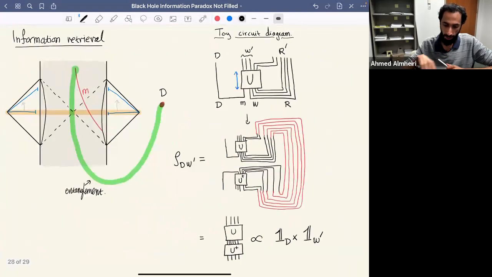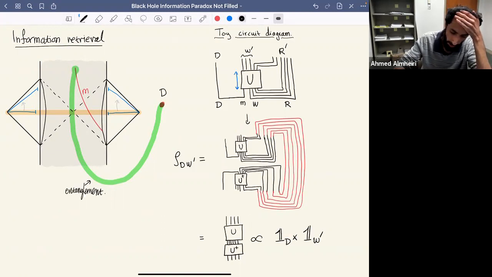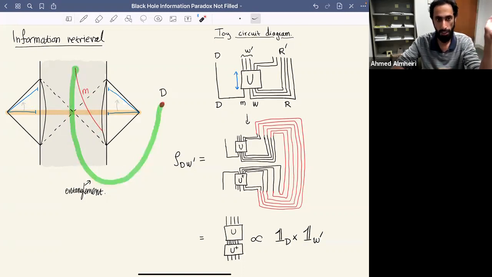Okay. I wanted to make a quick comment about information retrieval. This is going to be extremely quick and schematic. Let's imagine the following thought experiment, where at some point you throw in some particle M that's entangled, which is what the green highlighting is supposed to indicate, with some external reference system D.